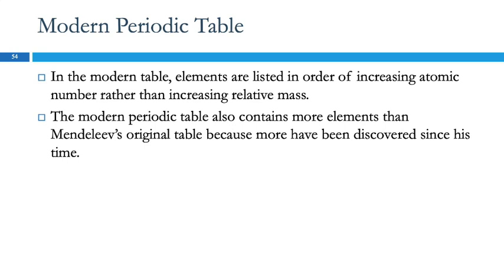So he was looking at ordering things in terms of increasing mass, but now we know that the correct ordering is by atomic number, the number of protons. And most of those correspond the same, but there's a couple of examples where they're different.